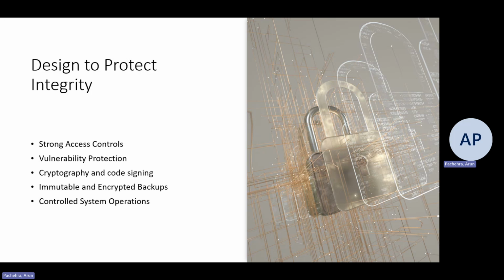Then finally, set up safeguards to ensure the system operates within its intended limits. This prevents misuse or unintended use of your system, reducing the risk of corruption or tampering. Implement Azure policies to enforce organizational standards and assess compliance. So these are different approaches which will help you to design your solution for integrity.